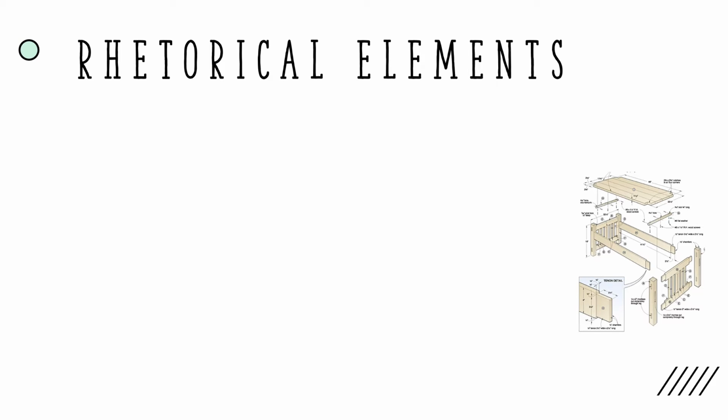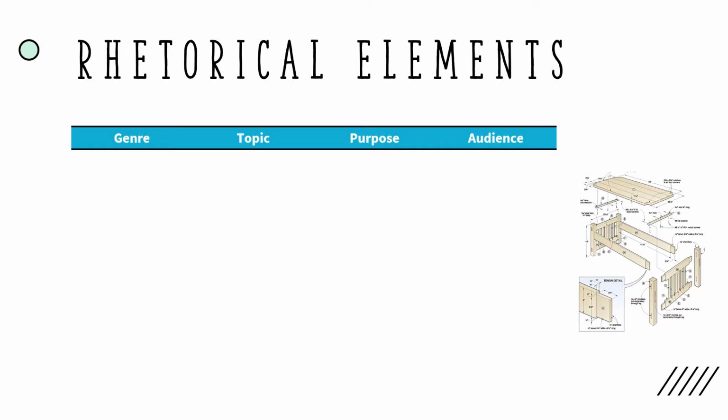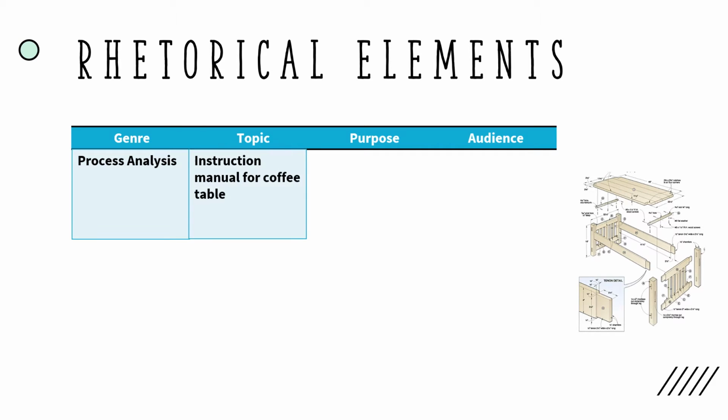As you choose your words, it's important to keep a few rhetorical elements in mind. Before you begin drafting, review your genre, topic, purpose, and audience. What you're writing about plays a big role in word choice. For example, let's look at a process analysis, such as an instruction manual for putting together a coffee table. The overall purpose of the manual is to instruct the reader how to complete a task.